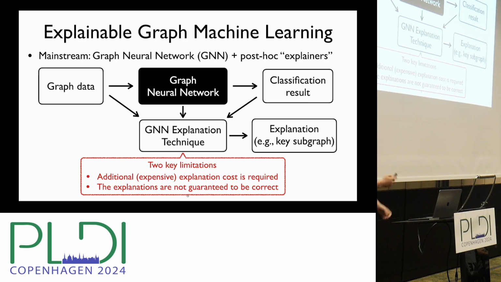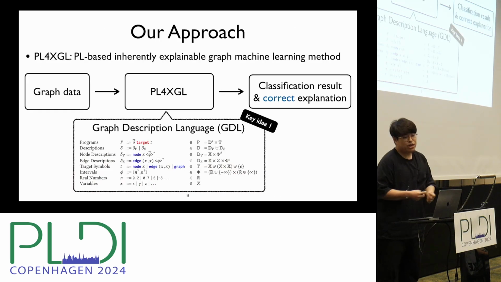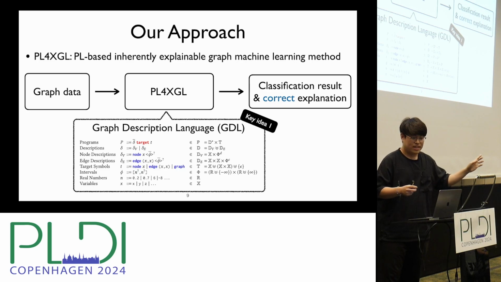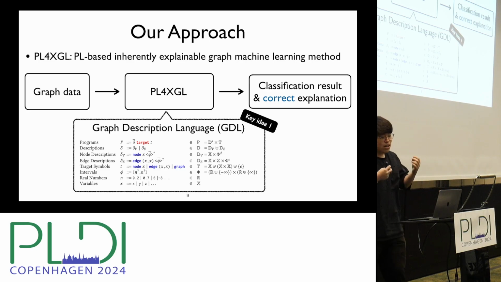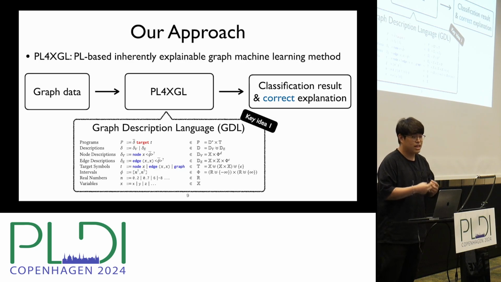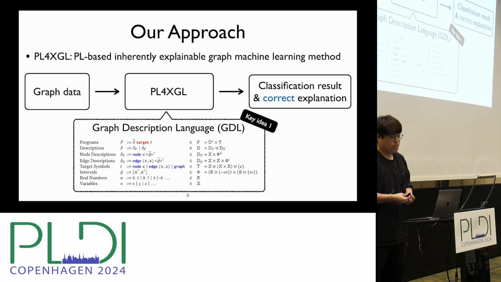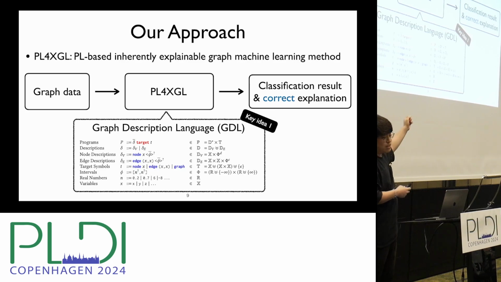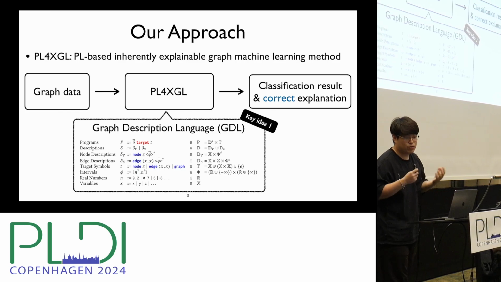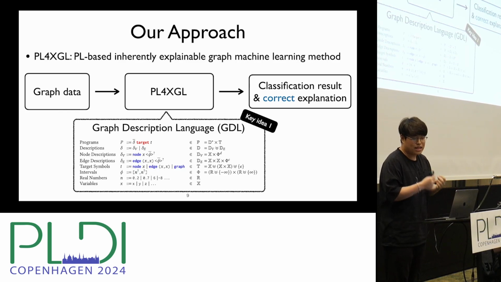So in this work, we designed a new inherently explainable graph machine learning method without using neural networks. Instead, we designed a new domain-specific programming language named GDL, Graph Description Language. In our approach, a model is a program implemented in the programming language I designed. This language is our first key idea. And our model takes the graph data and provides classification results and simultaneously provides explanations that are guaranteed to be correct.